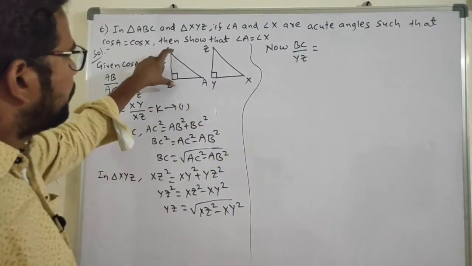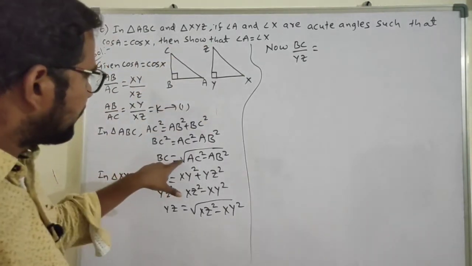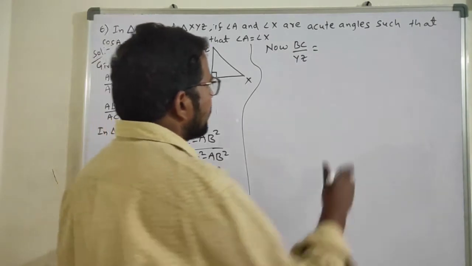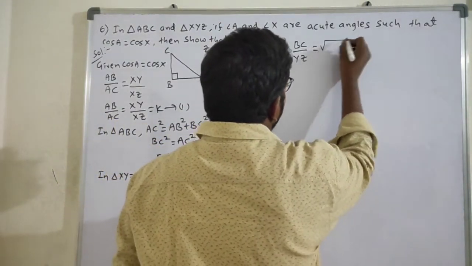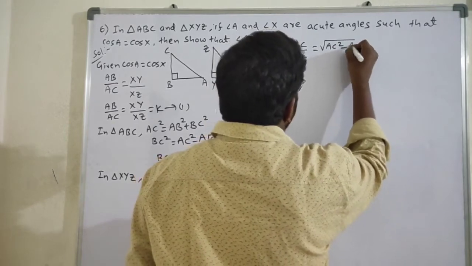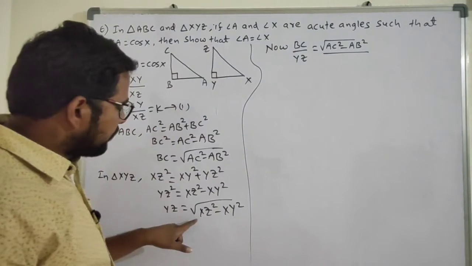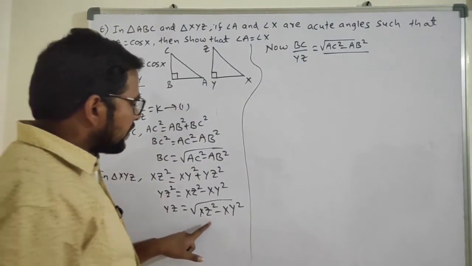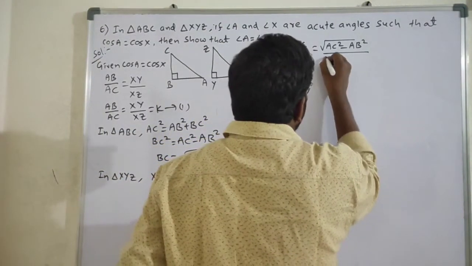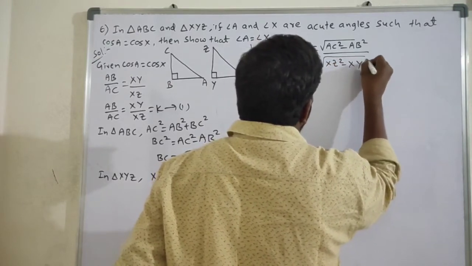So BC, this is the opposite side BC, this is YZ. So what is the BC value here? Under root of AC square minus AB square. And what is the YZ value? Under root of XZ square minus XY square.